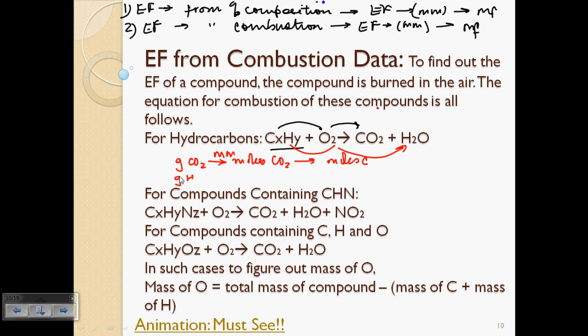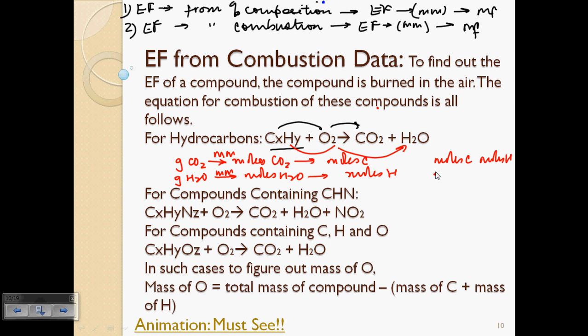Similarly, from grams of water, we can use the molar mass to convert it to moles of water, and from moles of water, we can figure out moles of hydrogen. And now, once you have moles of carbon and moles of hydrogen, all you need to do is divide them by the smallest number of moles and hope you get a whole number. If you get a fraction, you've got to turn it into a whole number.